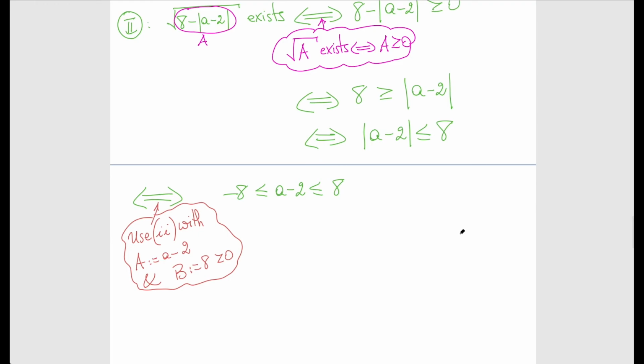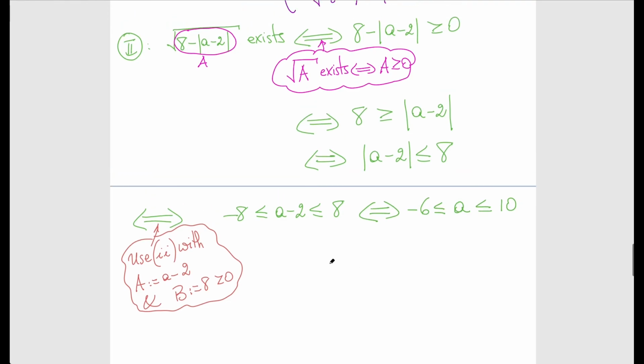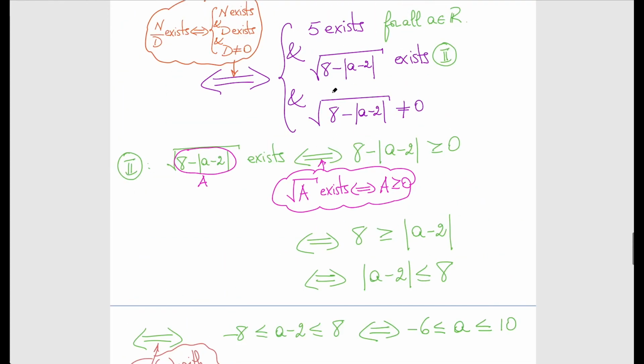Correct? And now what does this mean in terms of a? Well, if you add 2 to all sides, you're going to have minus 8 plus 2 is minus 6, less than or equal to a minus 2 plus 2, so a, and 8 plus 2 is 10. Okay? So long story short, condition 2 exists precisely when a is between minus 6 and 10.